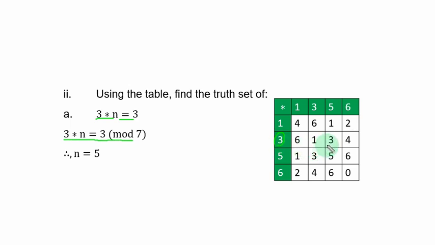In the second row, we only have 3 as a remainder in this place. So you look at the column, which element was paired with 3 to get a remainder of 3. That element is 5. It simply means that n is equal to 5. So 3 asterisk 5 is equal to 3 in modulo 7. So n is equal to 5.